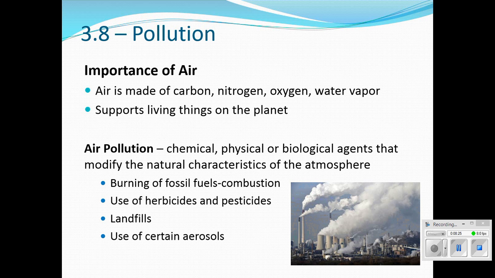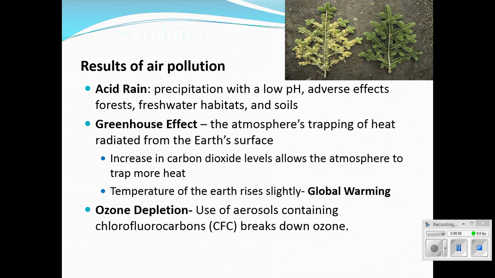So air pollution is chemical, physical, or biological agents that modify the natural characteristics of the atmosphere. You can pollute the air by burning fossil fuels, like we talked about in the last section, with combustion. The use of herbicides and pesticides can also pollute the air. Landfills give off methane gas when there's all kinds of waste sitting on top of each other that just lets off gas that pollutes the air. And then the use of certain aerosols can also pollute the air.